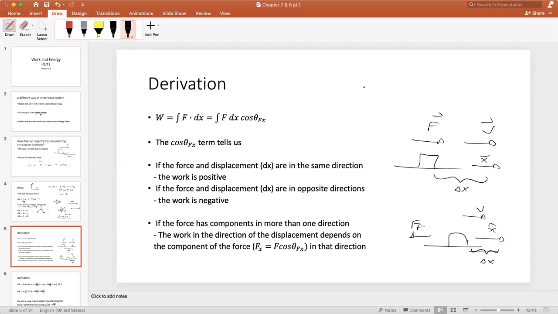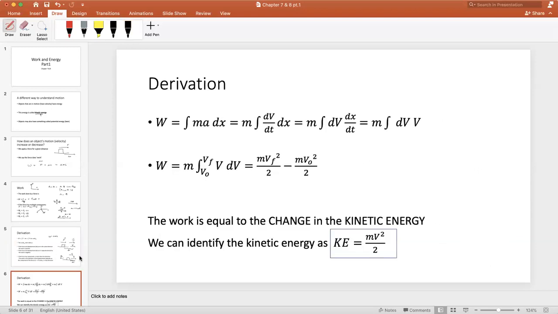Another thing to remember here is that the work is the change in kinetic energy. And if this is in the same direction, this is a positive change, which means the object speeds up. And if they're in opposite directions, it's a negative change. It slows down. Okay. So let's figure out what the actual kinetic energy is. And here, what I've done is I've substituted m times a for the force.